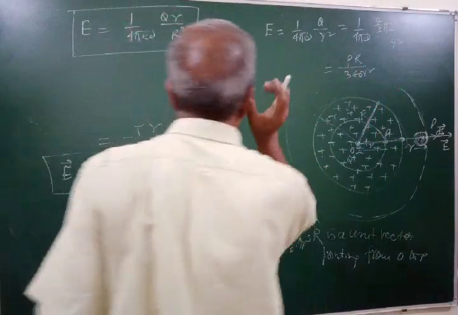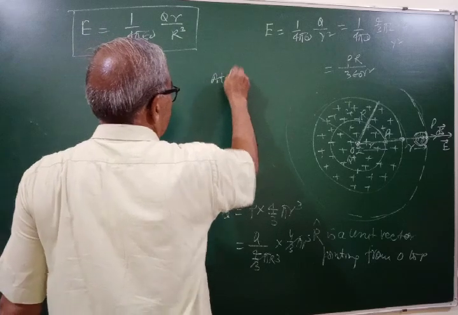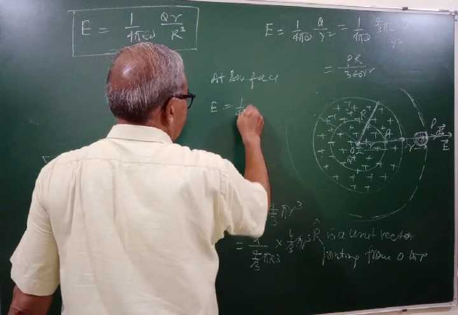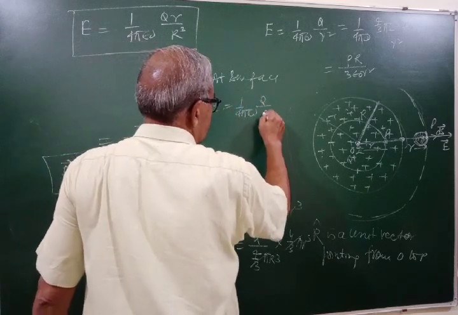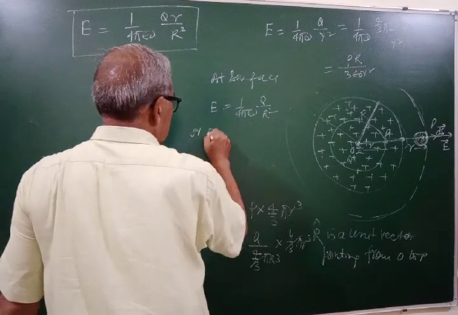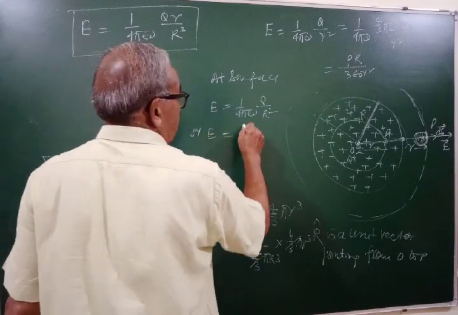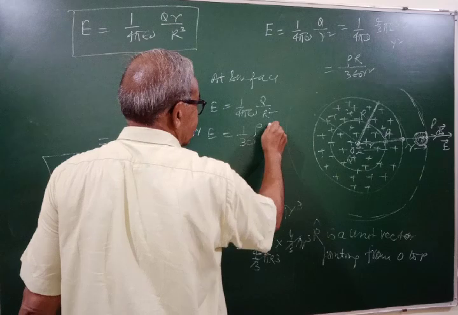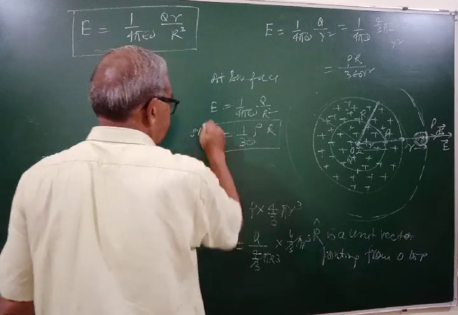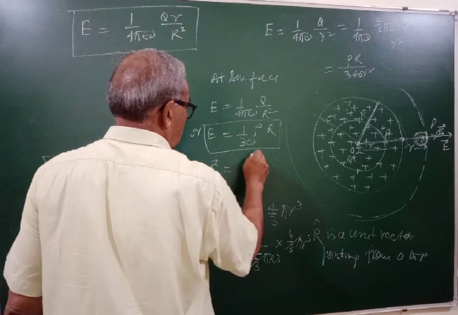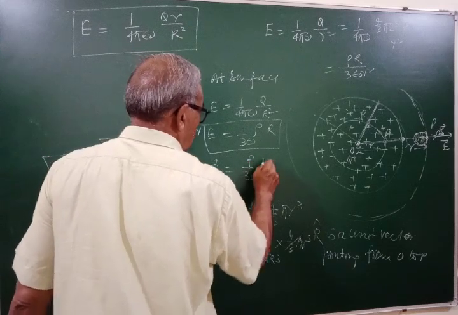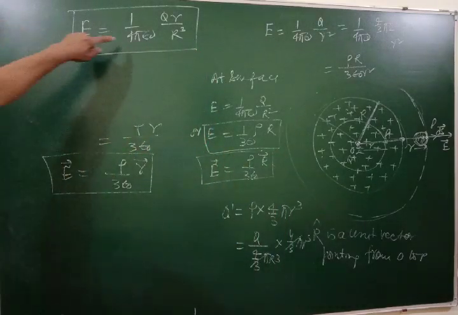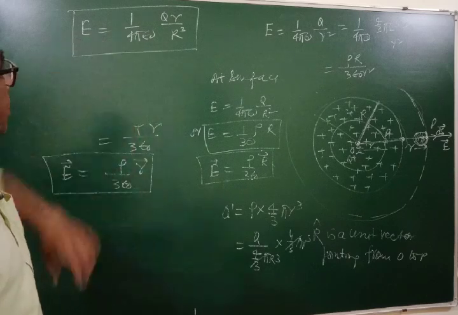It is the same thing. At the surface, E equal to 1 upon 4 pi epsilon 0 Q upon R square, or E equal to 1 upon 3 epsilon 0 rho into R. In vector form, E equal to rho upon 3 epsilon 0 vector r also. And these are the electric field inside.